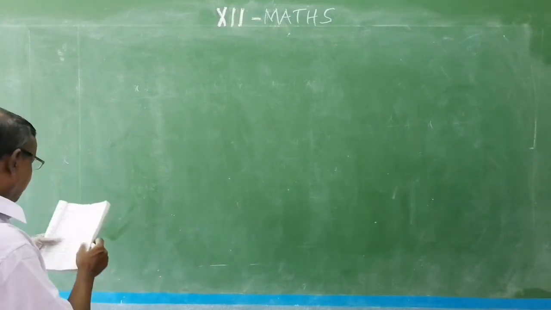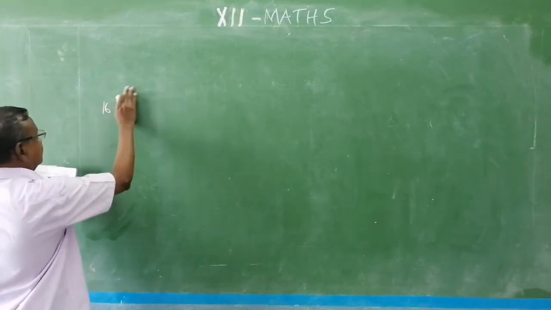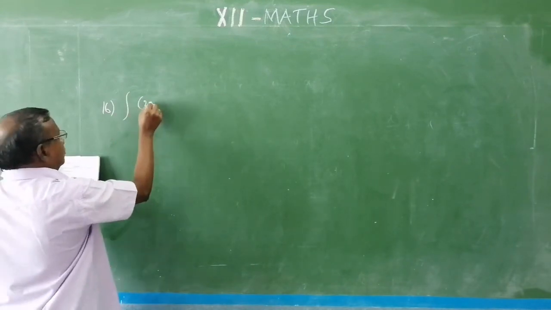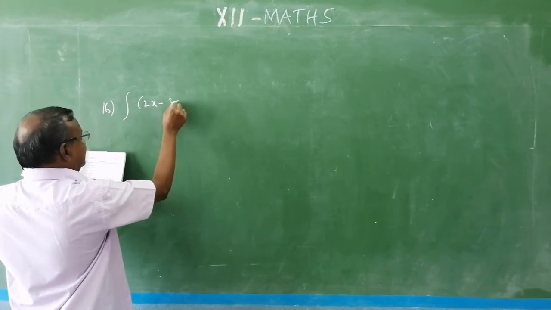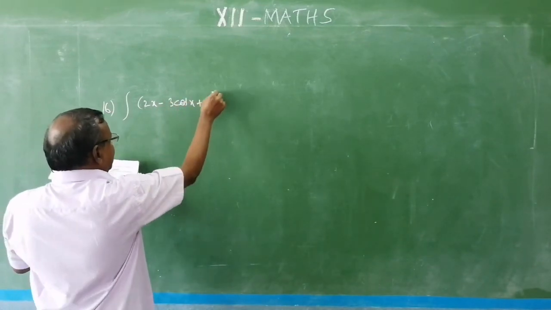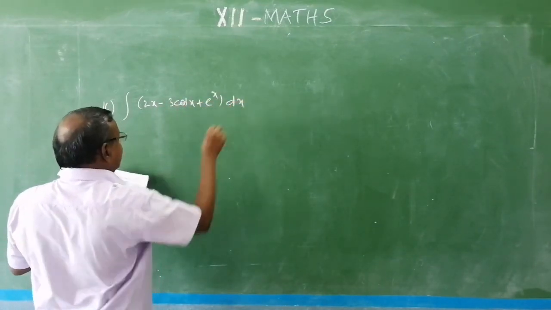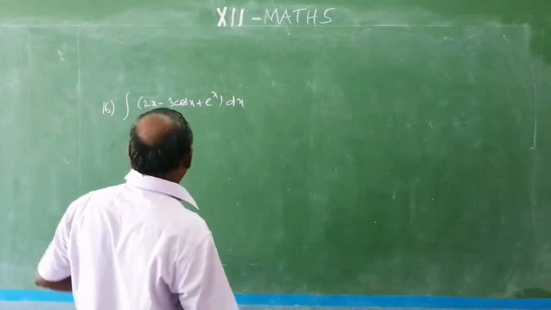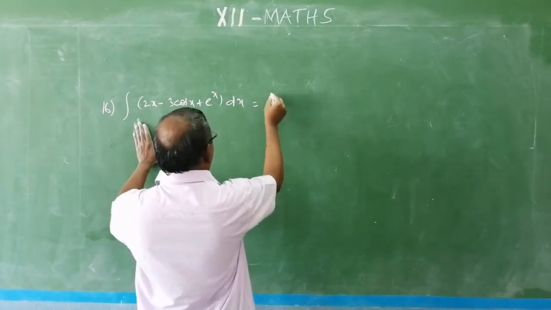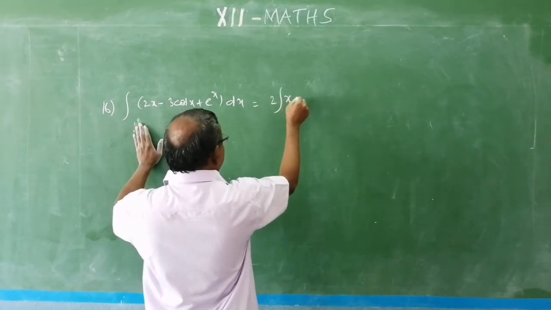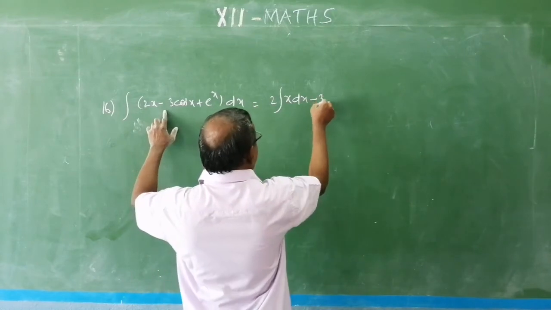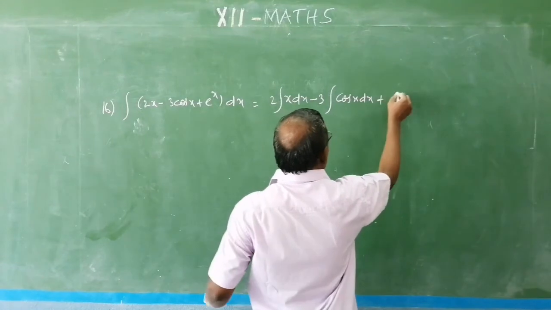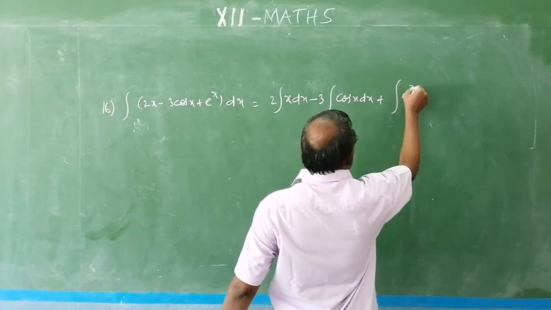The problem number 16 is the integral of 2x minus 3 cos x plus e power x into dx. It is an easy one. You can either separate or you can directly integrate. That is, either you do it like this: 2 into integral x dx minus 3 into integral cos x dx plus integral e power x dx.